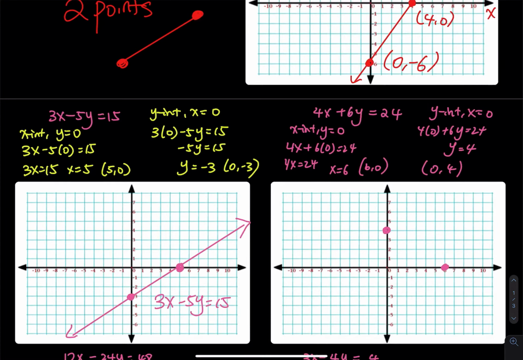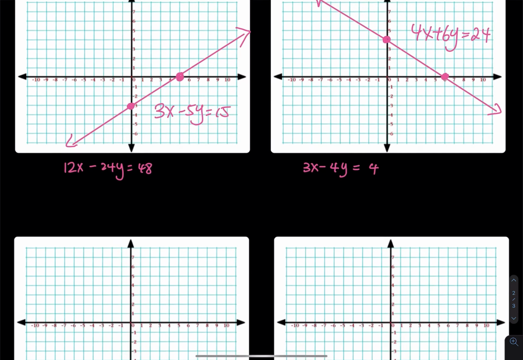So there you go. You got your 2 points, and then you connect them, extend the line, draw an arrow, then the job is done. So that is the graph of 4x plus 6y equals 24. It is just that easy.